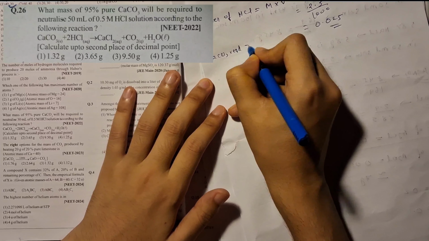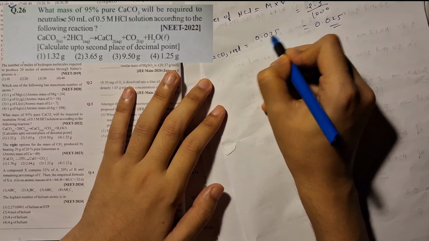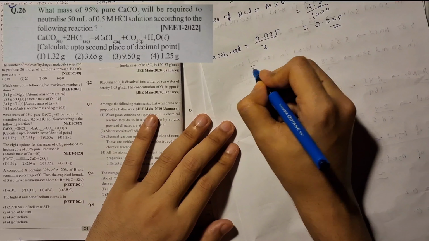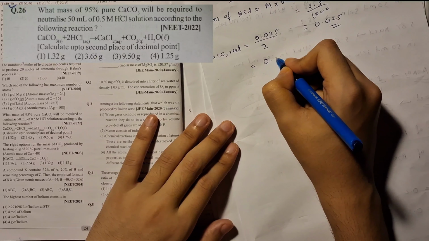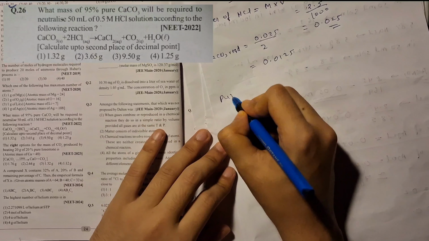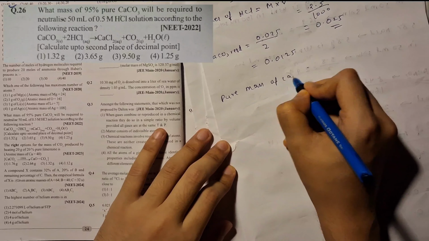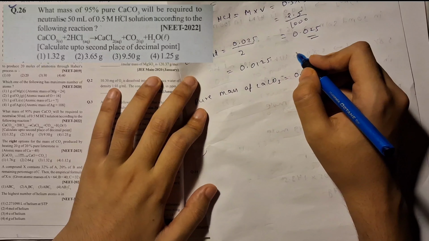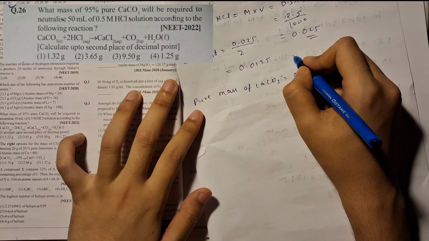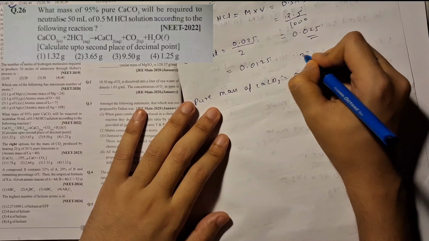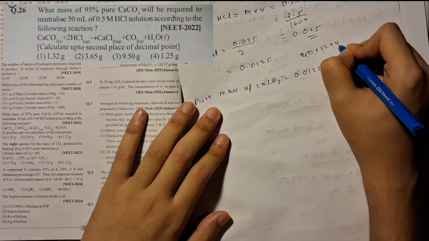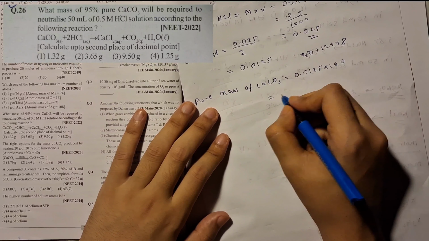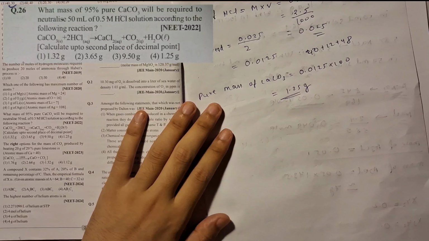CaCO3 required equals 0.025 by 2, क्योंकि इसमें 2 मोल्स है, 2 मोल्स के लिए एक ही मोल्स होगा ये, तो 0.025 by 2, so it will come 0.0125. Pure mass of CaCO3 will be 0.0125 and the molecular weight of CaCO3 is 40 plus 12 plus 48, 100. 0.0125 into 100, so it will become 1.25 gram. It is the pure mass.